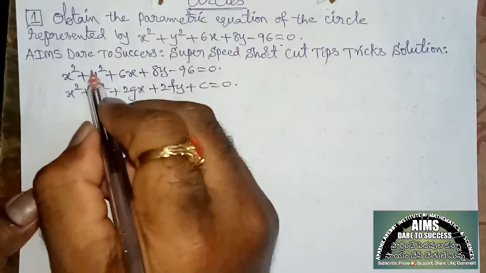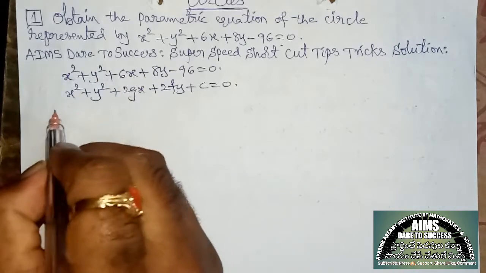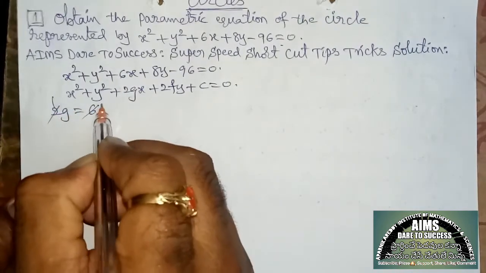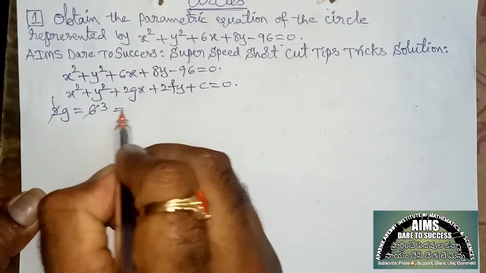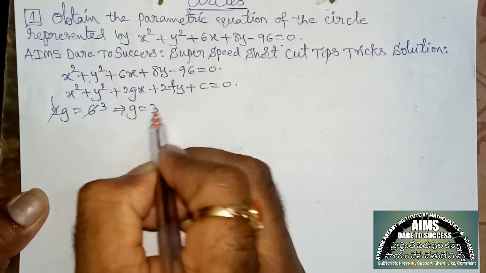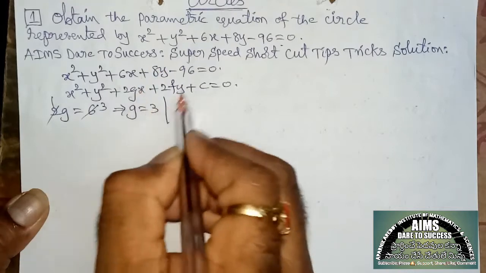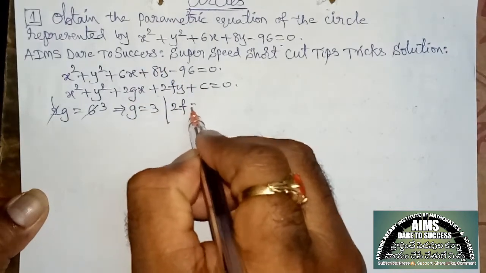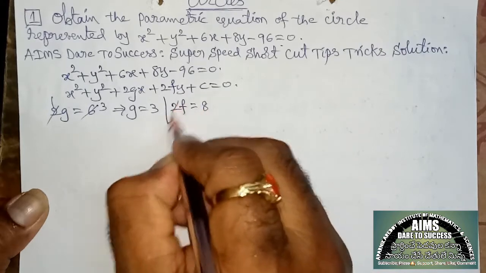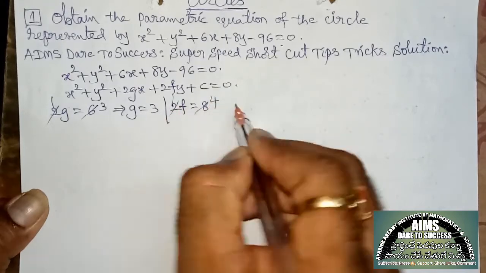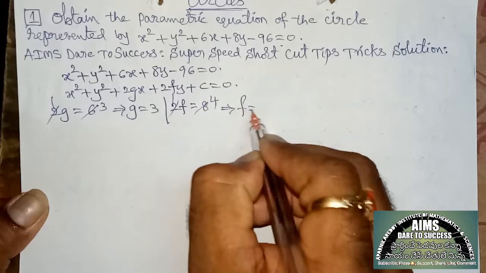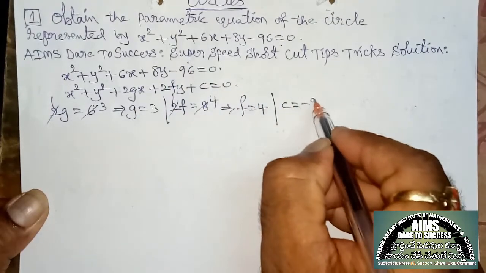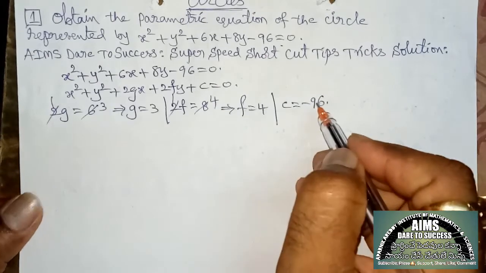X square is equal to x square, y square is equal to y square, and comparing the x coefficient, 2g is equal to 6. Cancellation, we get 2 1s are 2, 3 2s are 6. Then g is equal to 3. Next, comparing the y coefficients, we get 2f is equal to 8. Cancellation, we get f is equal to 4. And lastly, the constant term c is minus 96.